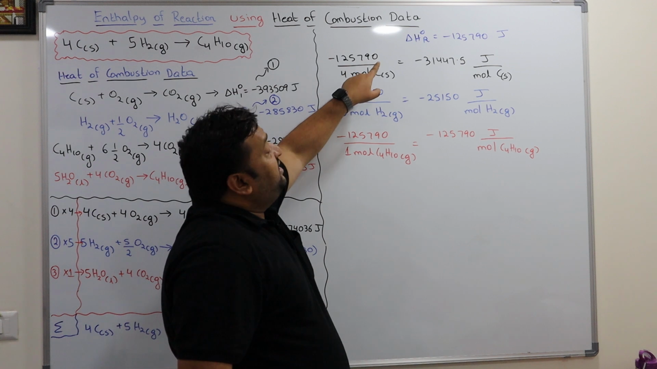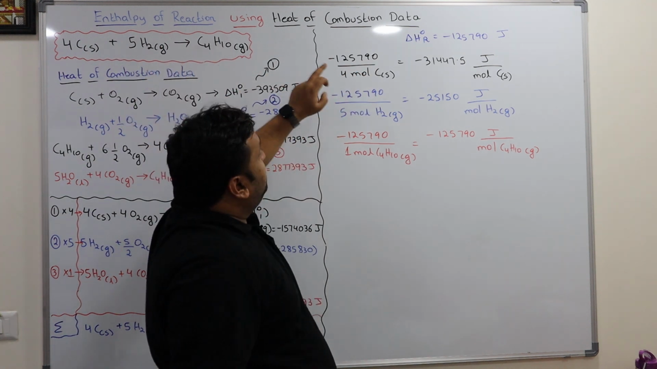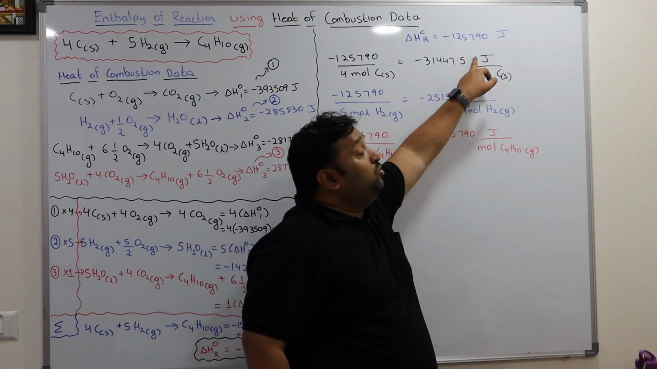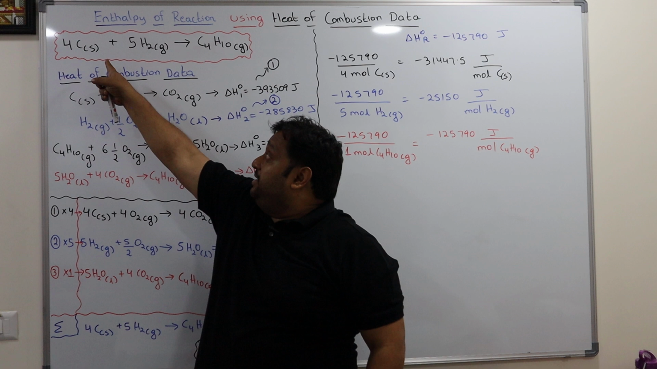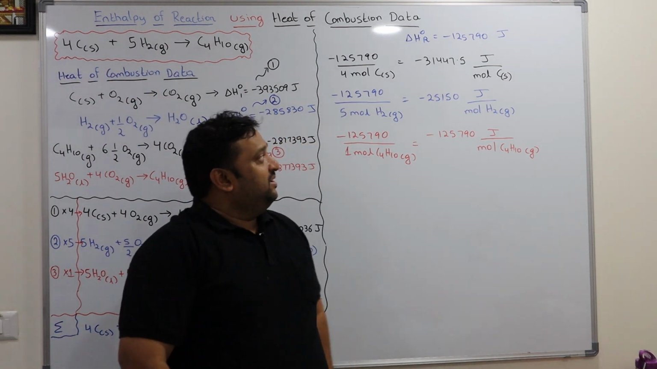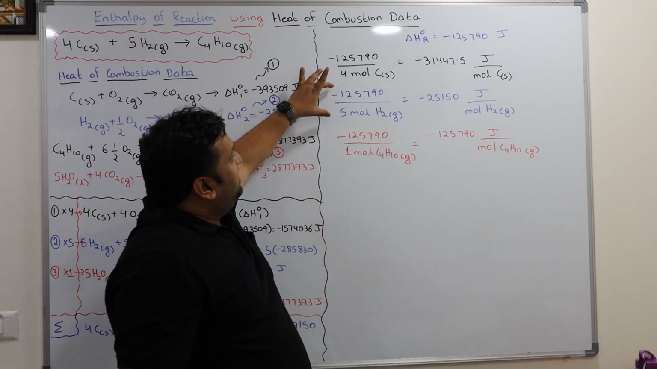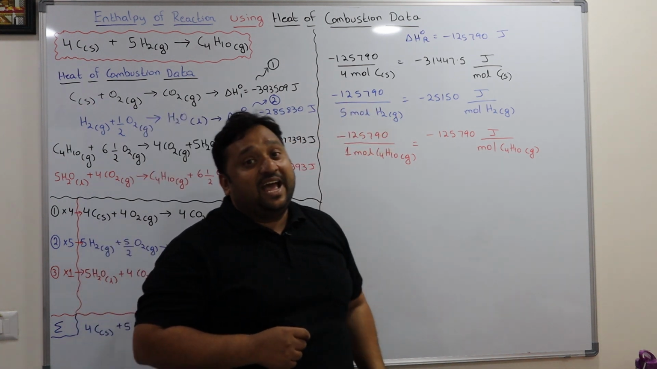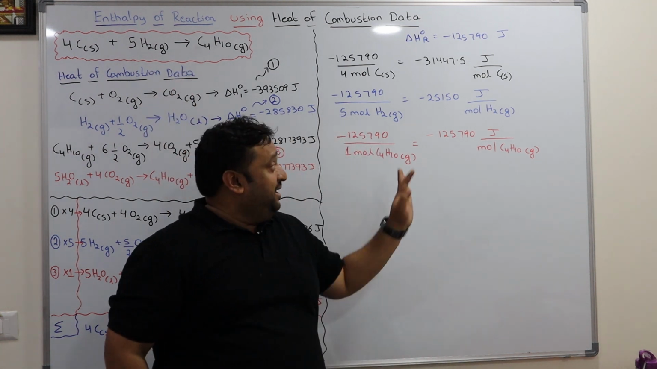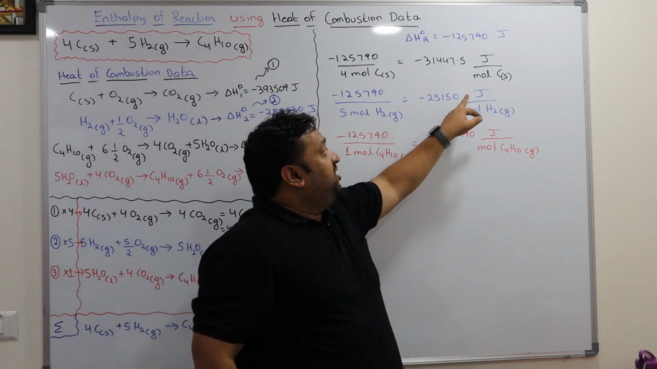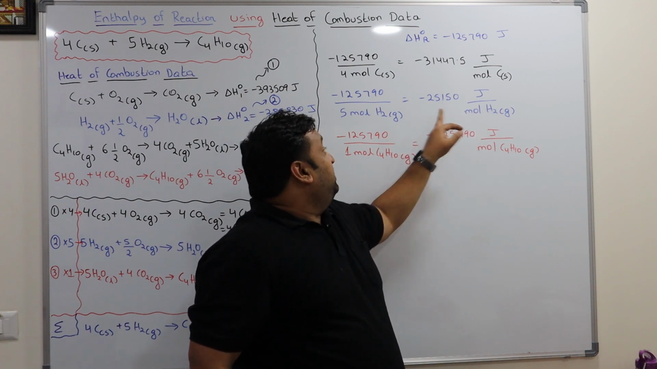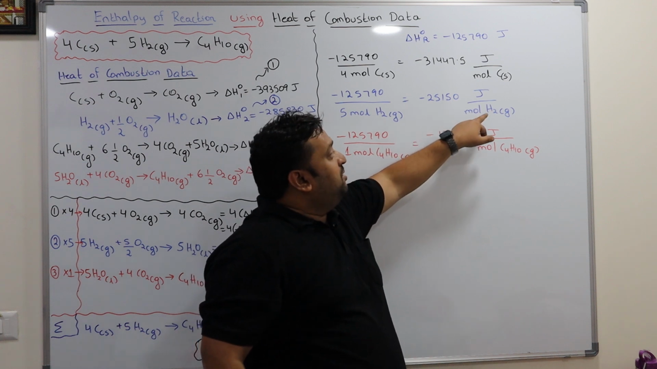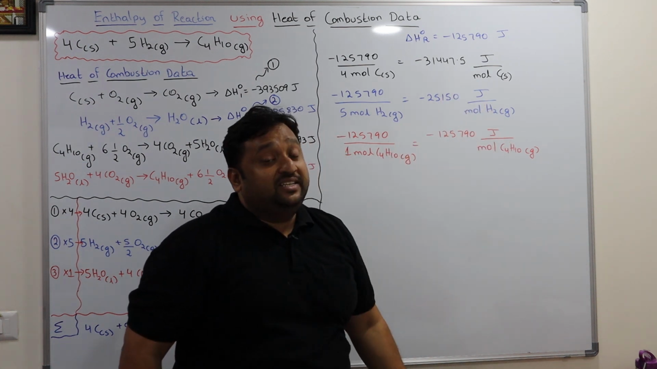Minus 125790 divided by 4 moles of carbon in the solid state is nothing but 31447.5 joules of energy for every mole of carbon reacting in this reaction. Similarly, minus 125790 for every 5 moles of hydrogen gas reacted in this reaction. That means if I divide it by 5, I get minus 25150 joules per every 1 mole. That means for every 1 mole of hydrogen reacted, this much energy is released.